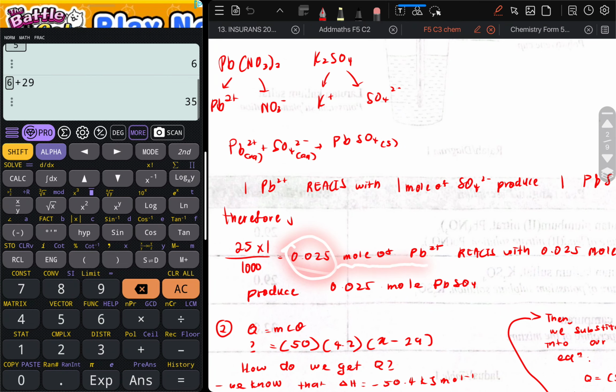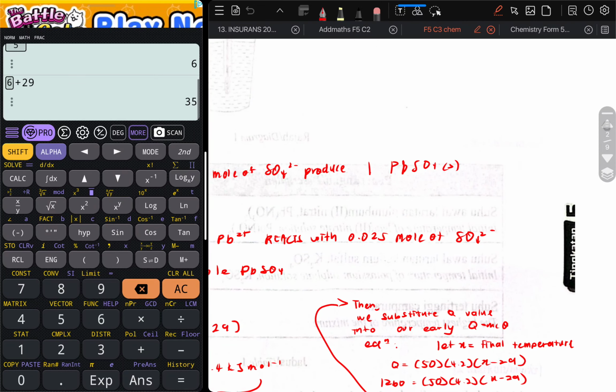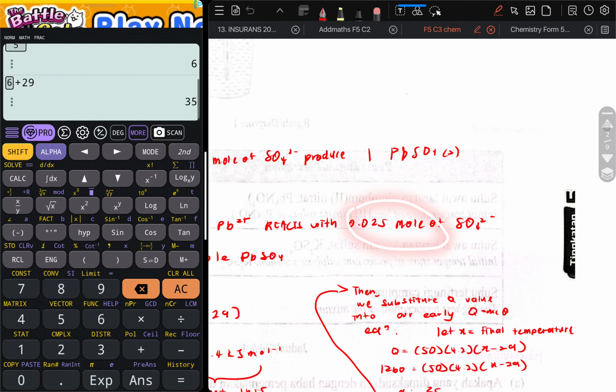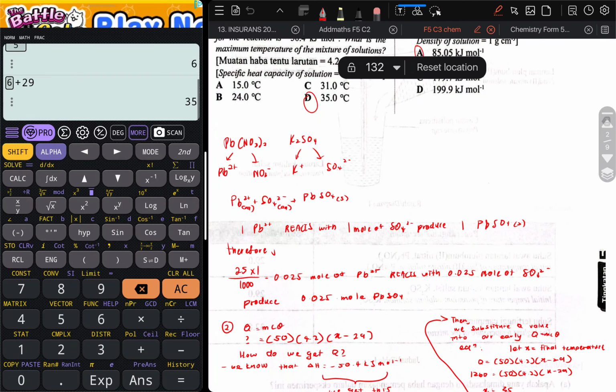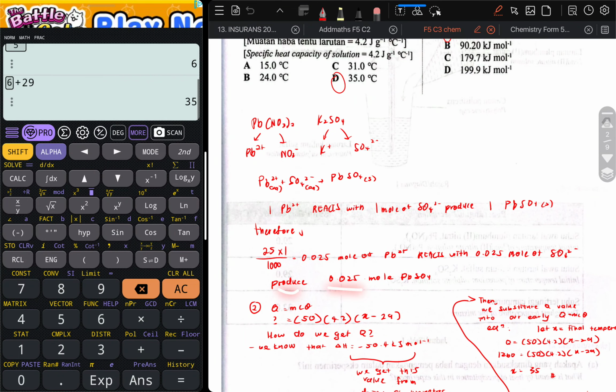0.025 mole of Pb2+ reacts with 0.025 mole of SO4 2-. This one also has the same value, as you can see here. So we'll produce 0.025 mole of PbSO4. Why do I know it's 0.025? Because you can see that here also 1 mole, so therefore it should be the same.